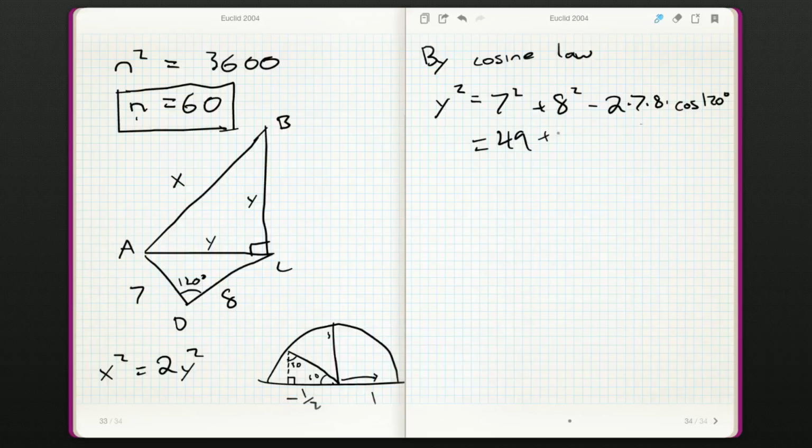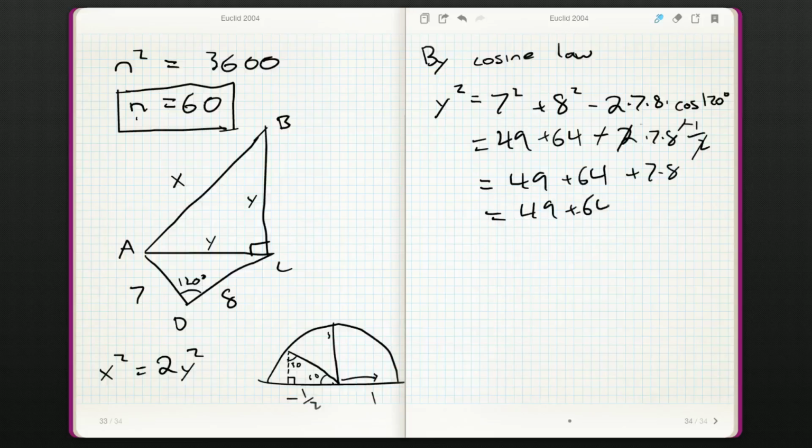So we'll get 49 plus 64 minus the 2.5 will go away. 7 and 8. So 2's will go away. The minuses will become a plus. So it'll be 49 plus 64 plus 7 times 8, which is 56. And then we got to add that up. The 4 and the 6 is a 10, so this here is 120 plus another 4, 9. That'll be 169. Oh, y squared is 169.